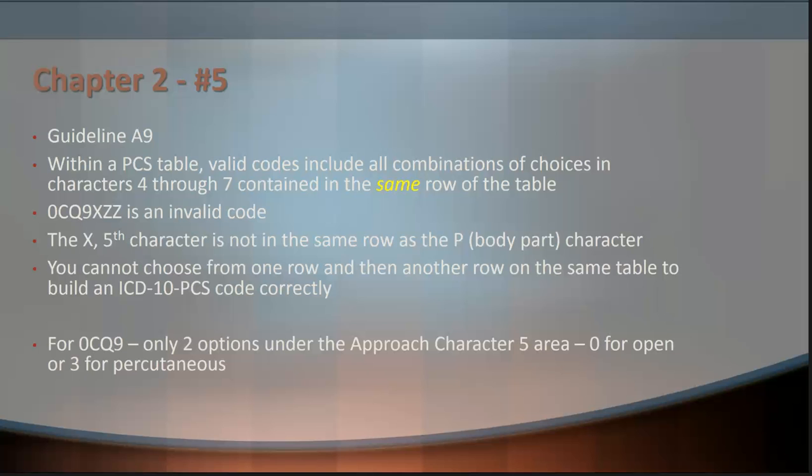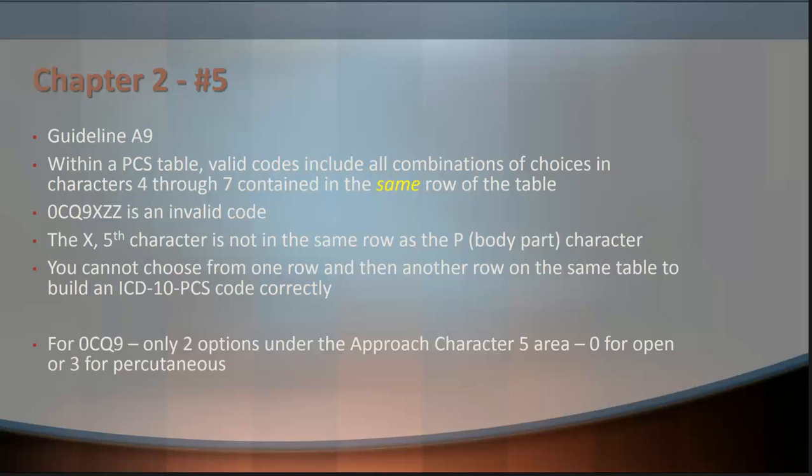The last exercise I wanted to speak about for chapter 2 is number 5. In number 5, they give you 4 codes from the 0CQ table. They're asking you to identify which of those 4 codes is invalid. The best way to figure that out is to go to the 0CQ table in your ICD-10 PCS coding manual.